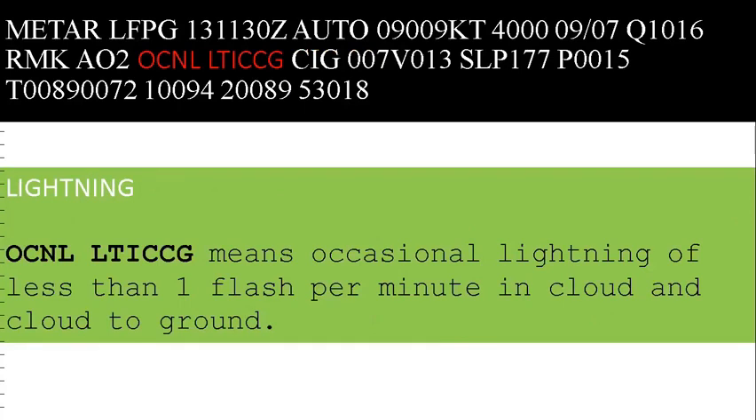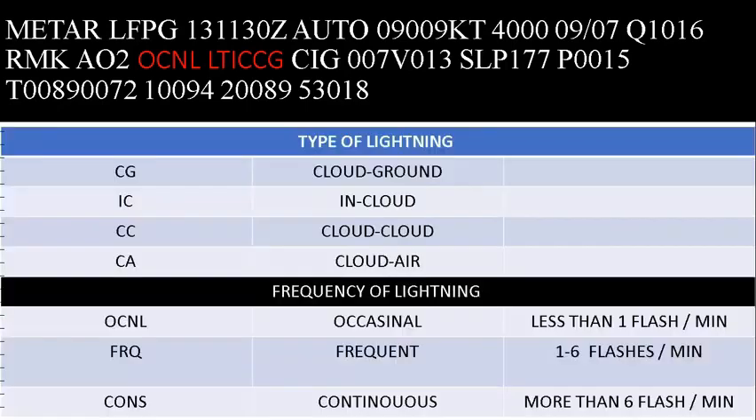So here you will think that it's very complicated to decode. But once I give you a table, you will find that it's very easy to find out the lightning, and lightning is a very important aspect of aviation, and safety is involved. So we should be thorough in decoding this lightning element.